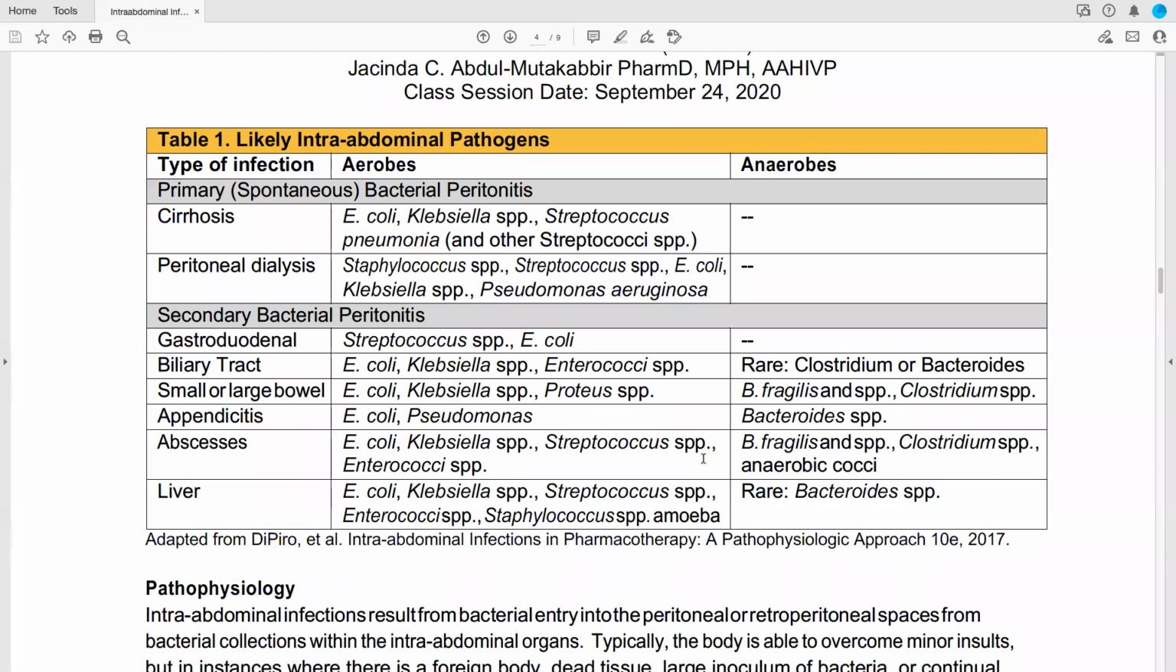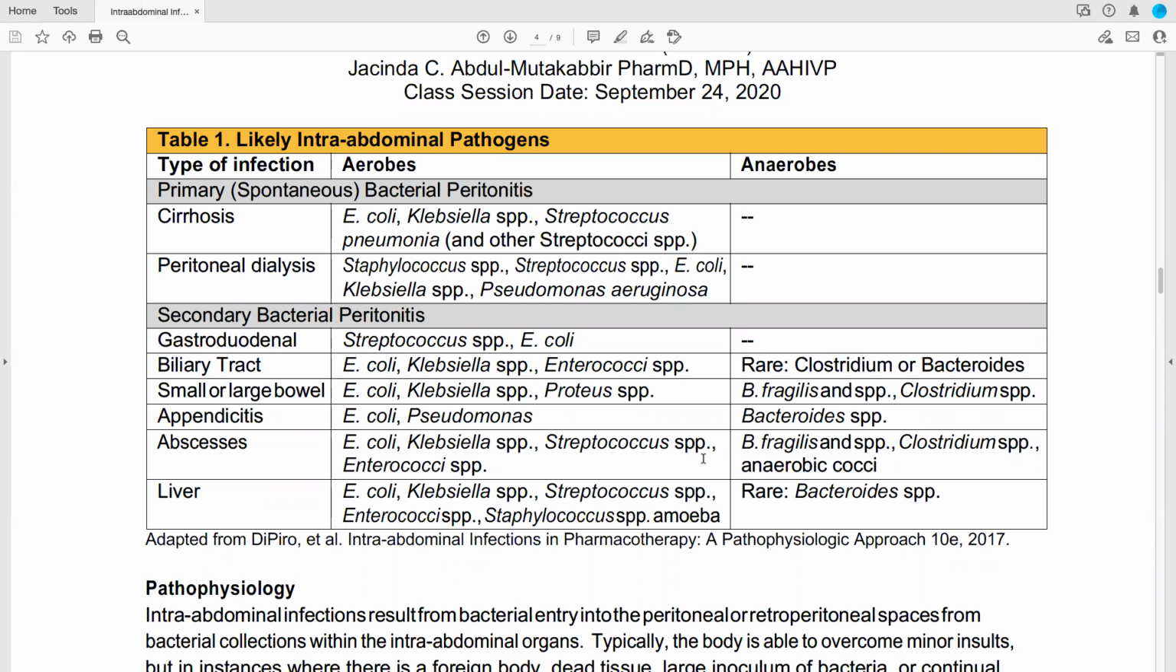So then when we think about secondary peritonitis in our gastroduodenal area, we see Streptococcus and E. coli. And the further that we move down, heading into our biliary tract, our small and large bowel, we start to pick up more in terms of gram negatives, more in terms of anaerobes. So you want to think about that when you're thinking about the type of infection that a patient may have. You want to think about, okay, where in the peritoneum or where in the abdominal space is this infection? And are we thinking about more gram negatives at this point, more anaerobes and all that?